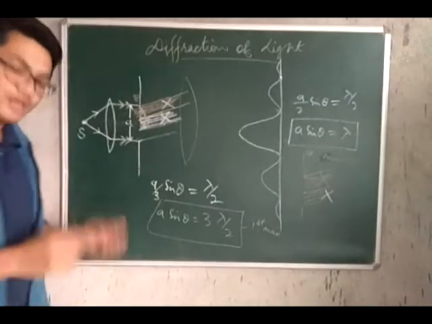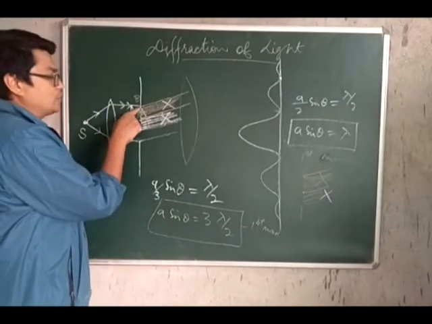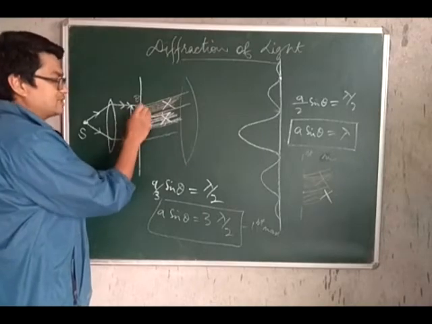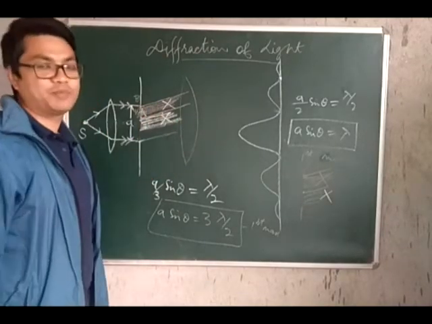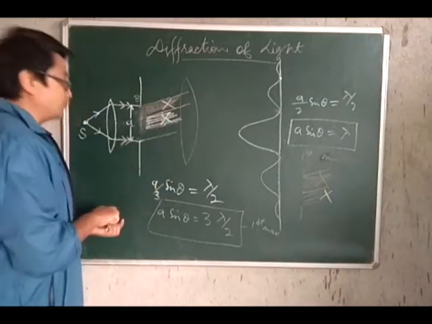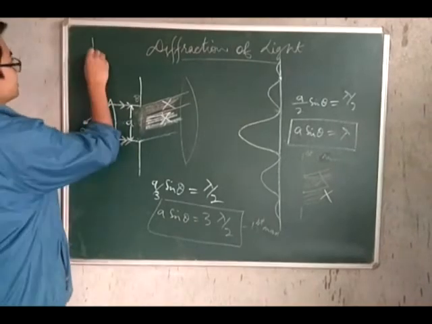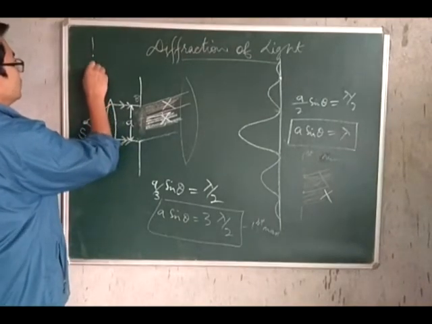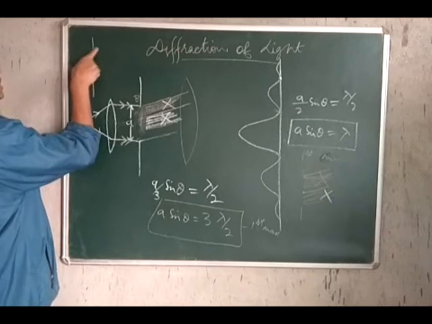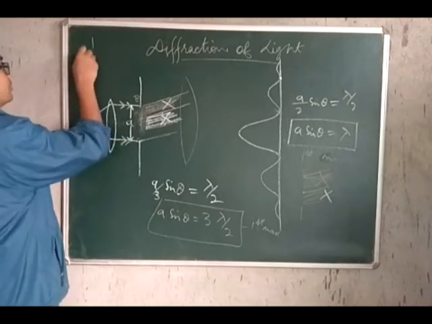Now, in order to understand the second dark fringe, how do we get the second dark fringe? In order to understand the second dark fringe, we divide the slit into four different parts, each of width a by 4. So this is the slit. We divide it into four equal parts: 1, 2, 3, 4, each of width a by 4.